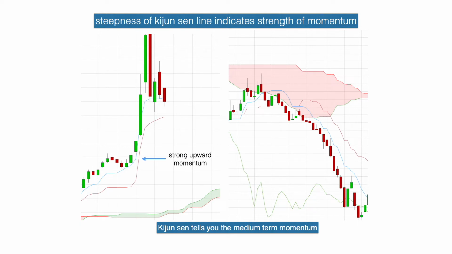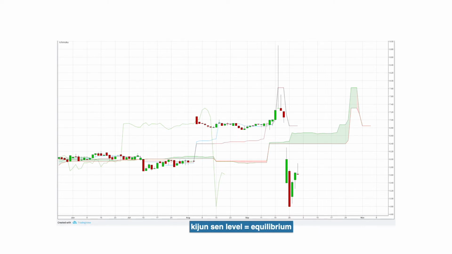The Kijun Sen tells you the medium-term momentum of the market. A steep Kijun Sen line in an uptrend or a downtrend signals strong directional momentum. A Kijun Sen that is flat signals consolidation or a sideways movement. This chart illustrates the dynamics of equilibrium using Kijun Sen as the baseline. We divide the chart into three phases.